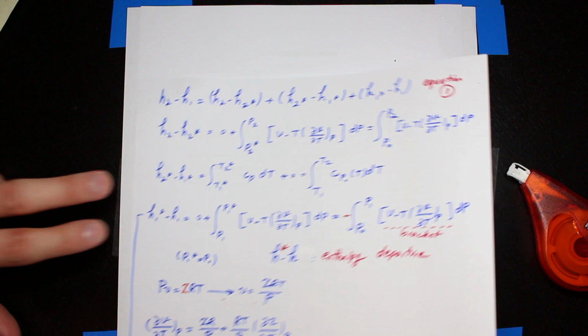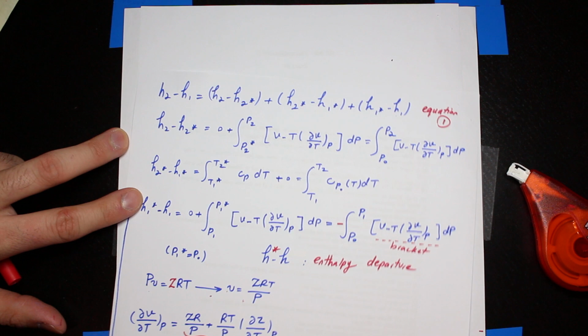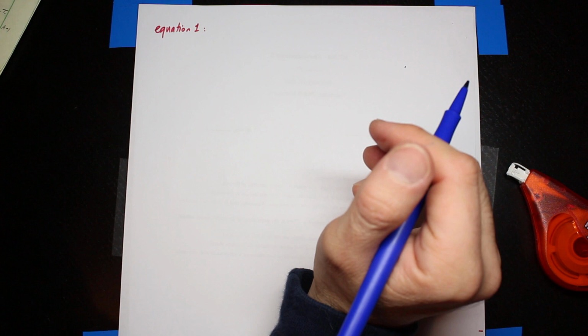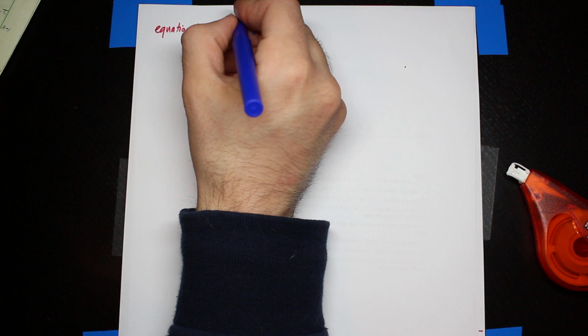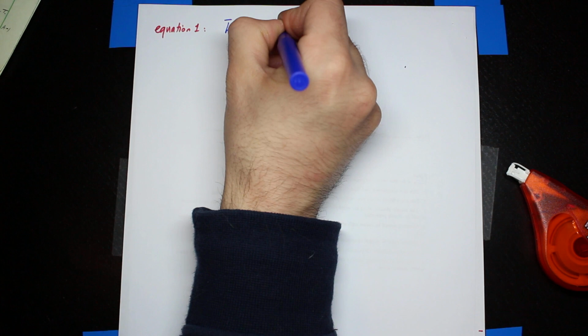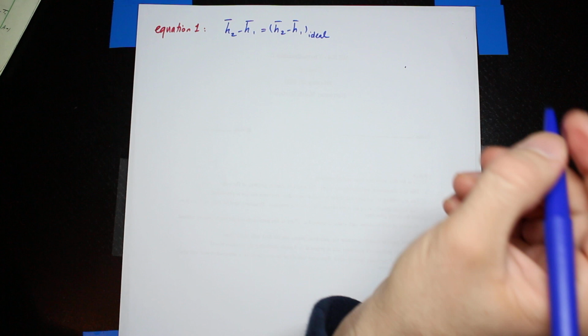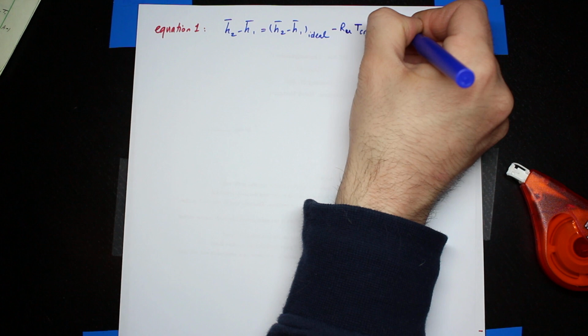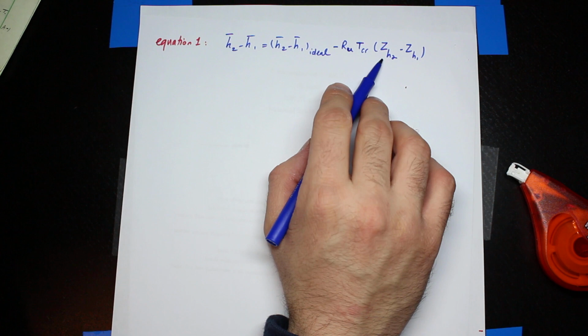Okay, so you remember we had this equation 1. Now I'm going to rewrite this equation 1 in a practical way that we can actually use to find the difference in enthalpy in real gases. That equation 1 gives me two equations, and it is completely up to you which one to use depending on the unit that you have. So in one equation, we have H bar 2 minus H bar 1 being equal to H bar 2 minus H bar 1 of ideal gas minus Ru T critical ZH2 minus ZH1. Okay, so this ZH is exactly what we had before. This is the enthalpy departure factor.